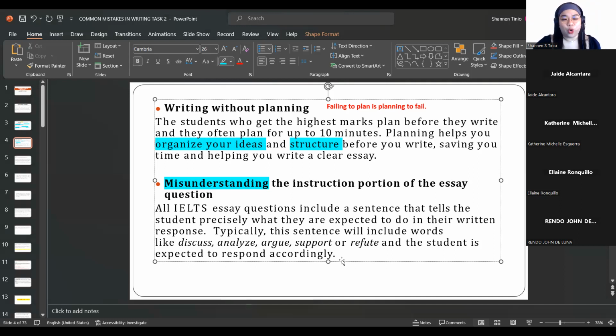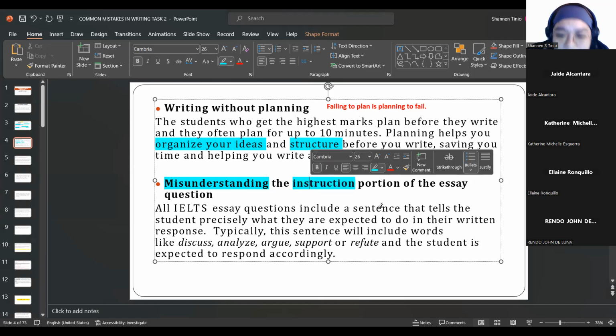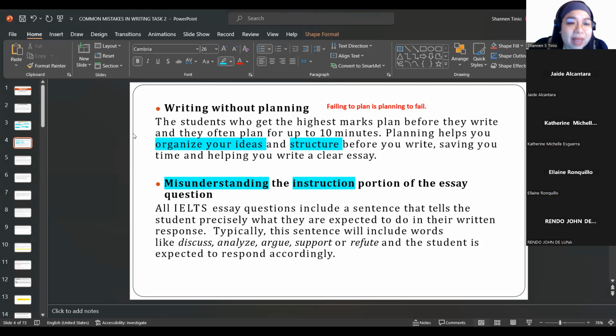Right. So, as you know, hindi lang relationships ang nagfa-fail when you have misunderstandings, but most importantly, the task itself is going to fail. If you misunderstood the instruction, OMG, instructions are so important. Why? Definitely, if you don't know how to use a certain product, you won't be able to use it on its maximum potential.